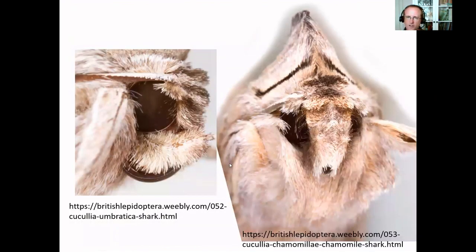Also, less obvious and probably less necessary, but when I talk about hairy eyes, I also love the idea of the Cuculliinae, which have these eyelashes, which you can see. So that's the subfamily that includes the sharks and things like red-line quaker, yellow-line quaker, and early grey, and a few others. They have these fabulous eyelashes, which is just great. So again, getting to know the groups within the noctuids is really the key message that I keep banging on about.